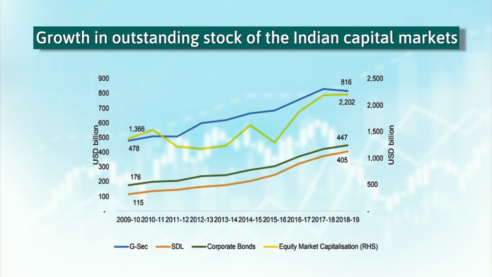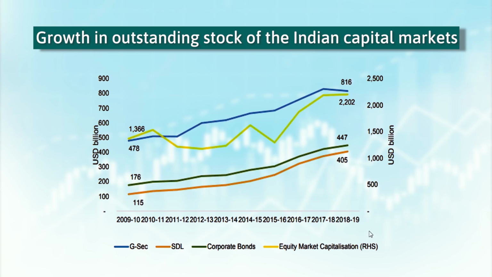If we look at this chart, we can see the growth in the outstanding stocks of the Indian capital market. As you can see in the chart, the blue line, which shows the government security market, has been persistently growing from 2009 to 2018-19, while we have the corporate bonds and also the state development loans, all of them growing. But here the yellow line shows that of equity market capitalization.